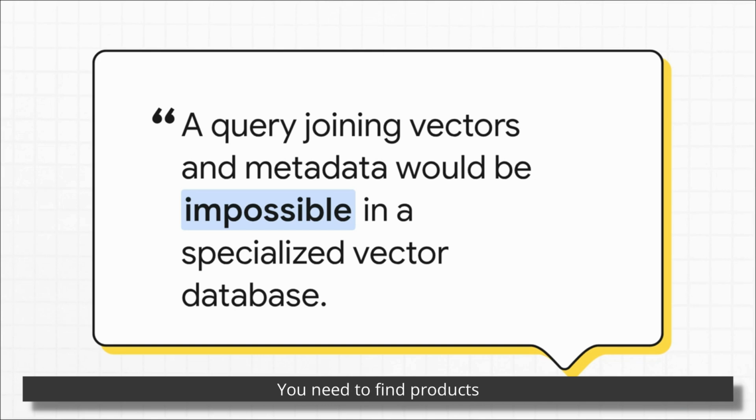Imagine this. You need to find products that are visually similar to a query image, but only if they're made by a certain brand and have a rating of 4 stars or higher. In a general-purpose database like Postgres, that's often just one single combined query. With a specialized vector DB, you might have to do the vector search first, get a list of IDs, and then run a second query against another database to filter them. It's totally doable, but it adds that extra step and complexity right in your application code.